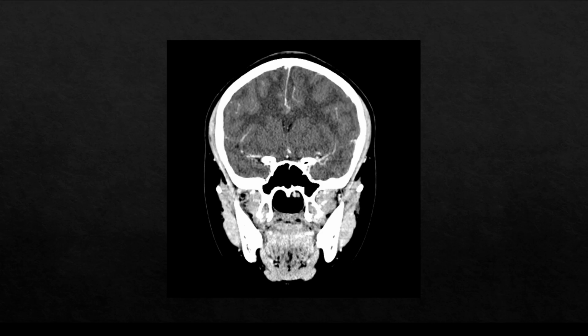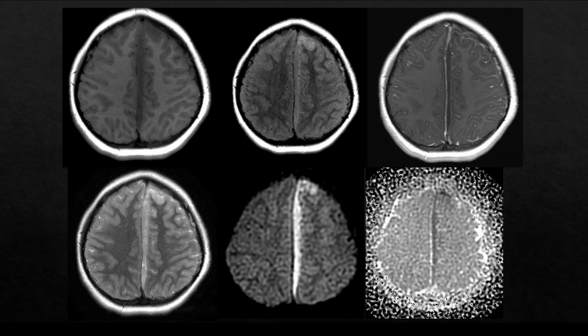In any case, we have abnormal opacification of a sinus with adjacent intracranial extension, so therefore we have to get an MRI to look at the extent of disease. And MRI here clearly shows a very extensive subdural empyema. We have axial T1, axial FLAIR, axial T1 post-contrast, axial T2, diffusion, and ADC.